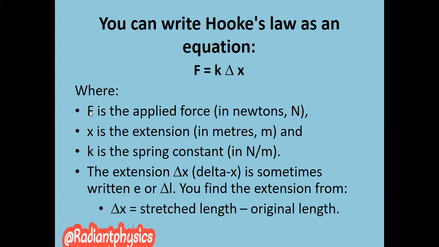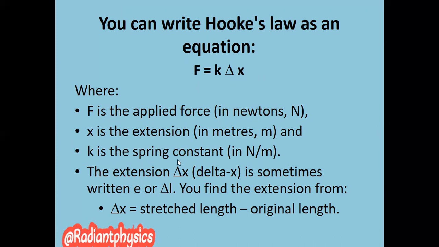Our force F is the applied force, and it is measured in newtons. And then this X is the extension, which is usually measured in meters, and K is the spring constant. The unit is Newton per meter. The spring constant has to do with the quality of the spring that you are using for your experiments. Yes, the quality of your spring. So that is the spring constant.